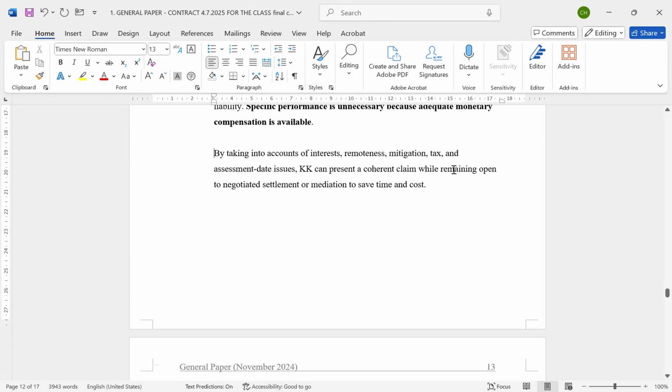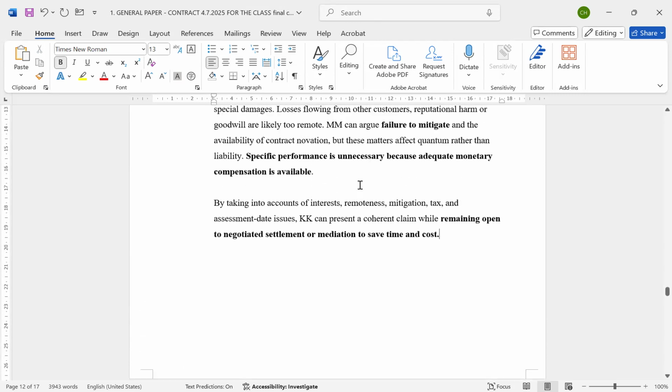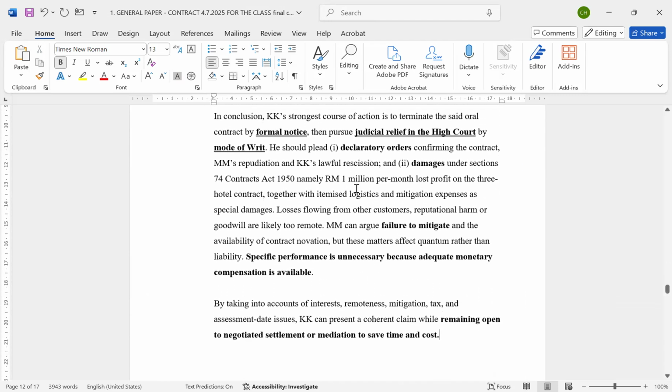Wow, you see, this is the way. Remain open to negotiated settlement or mediation to save time and cost. Give an impactful summary of what you have said above.